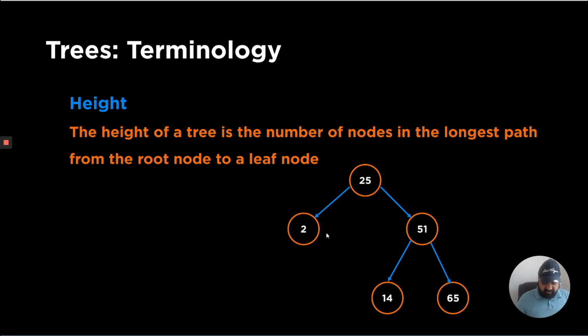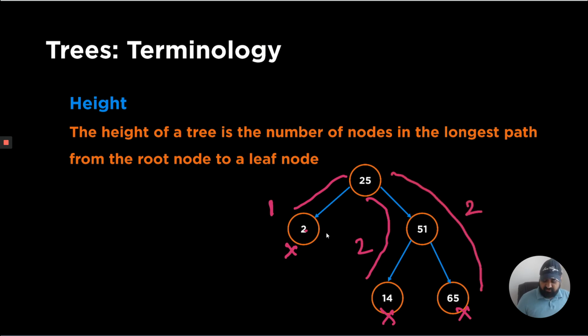The last one is height. The height of a tree is the number of nodes in the longest path from the root node to a leaf node. So if we talk about the path from 25, first, what are the leaf nodes? The leaf nodes are 2, 14, and 65 because they don't have children. So the height of the tree is the number of nodes in the longest path. In this case, there's just one element in this path. Another way is you can traverse to the leaf through this route, which has two different nodes. And another way is this way. So again, this one has two nodes.